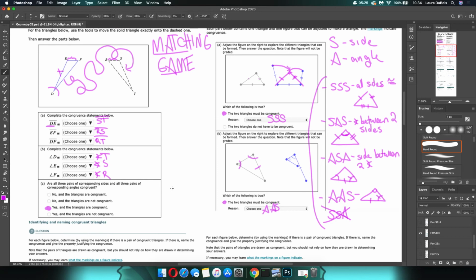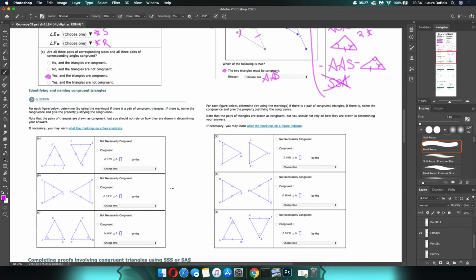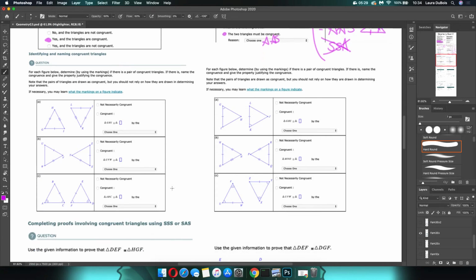Okay, hopefully you're done pausing and you have this in your notebook. Now let's actually get used to this. We're identifying and naming congruent triangles. We know that these two are congruent, and since it's a side and a side and a side, this is the side, side, side property.